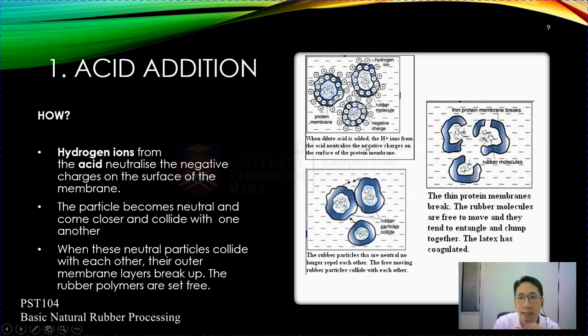When the diluted acid is added, H plus ions from the acid neutralize the negative charge on the surface and protein membranes. The rubber particles are neutralized and no longer repel each other because the negatively charged ions are neutralized. The free moving rubber particles collide with each other. The thin protein membrane breaks, the rubber molecules are free to move and they tend to entangle and clump together. The latex has coagulated. So this is the basic illustration of the concept of acid addition to promote coagulation in field latex.